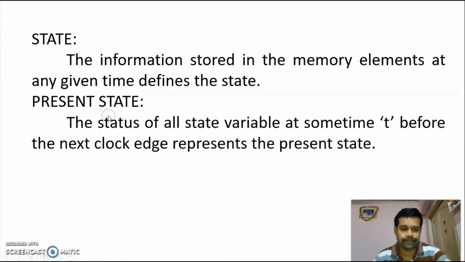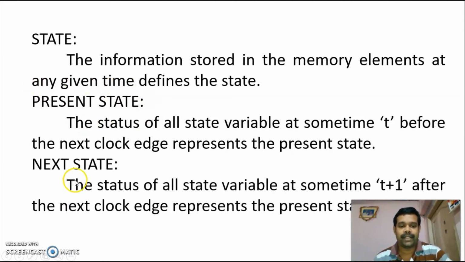Now, present state. The status of all state variables at some time t before the next clock edge represents the present state. Or in other words, you can say the present state is nothing but the state of the flip-flop before the application of input and clock. It is called the present state.